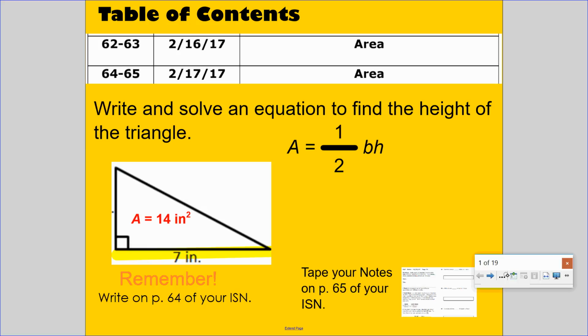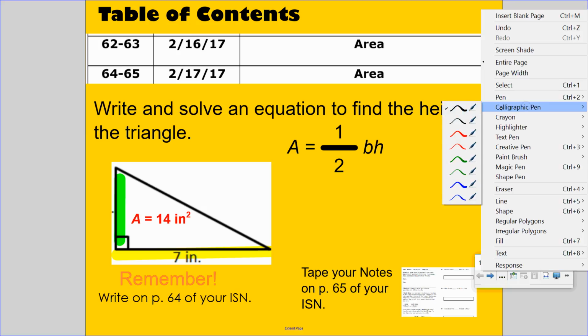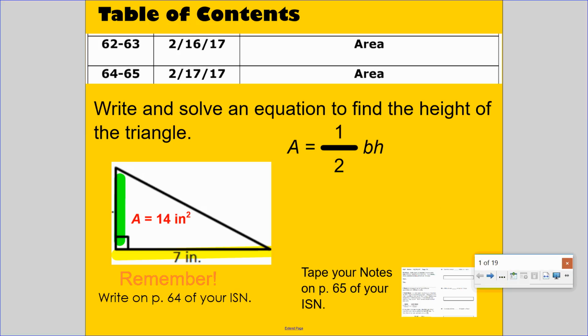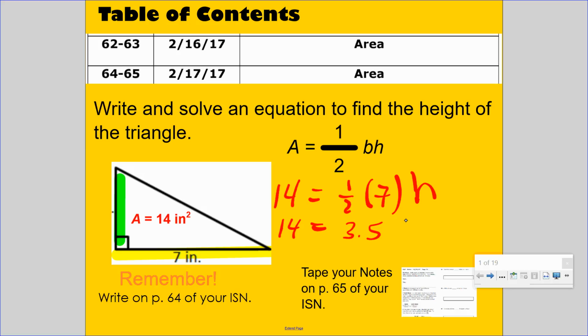But they neglected to tell you the height of it. It's okay. We can still solve it. So the area is 14 square inches. The base is 7 inches. The height we do not know at this time. So 14 equals half of 7. What is half of 7? It is 3 and 5/10.